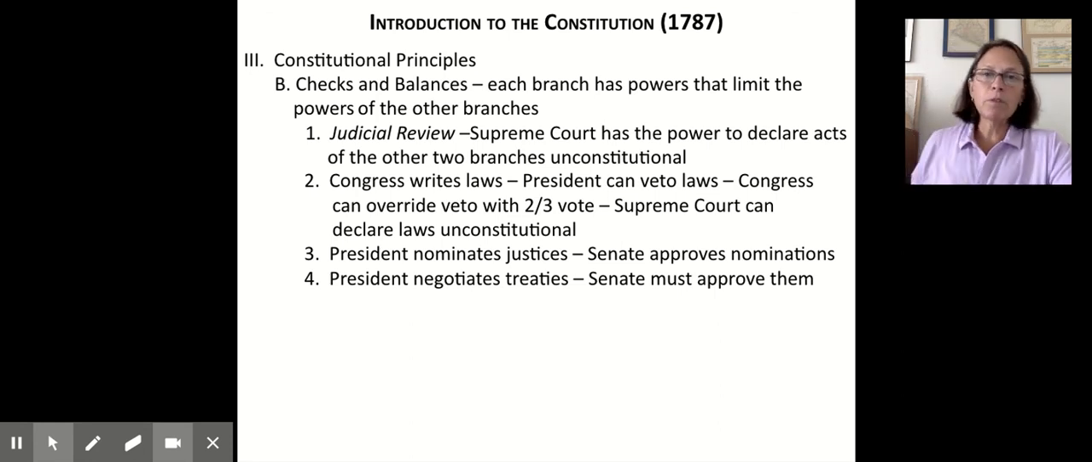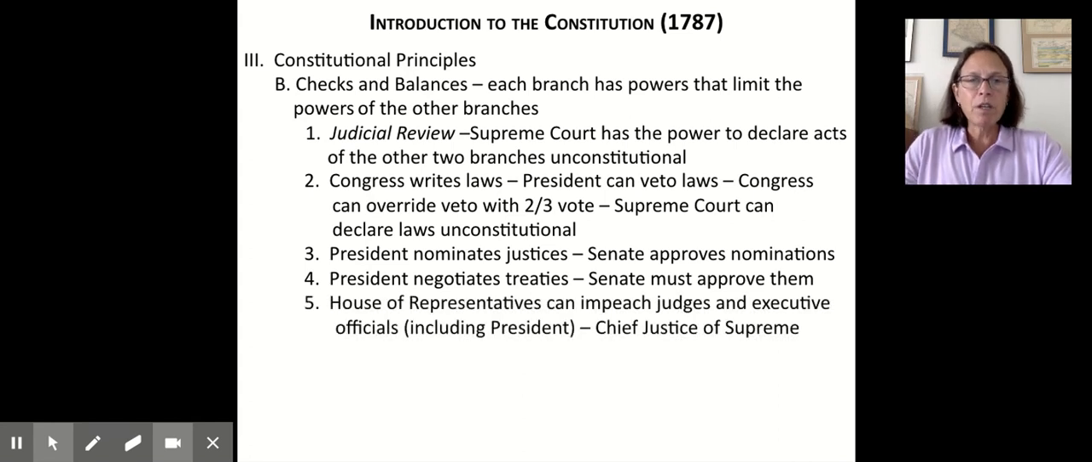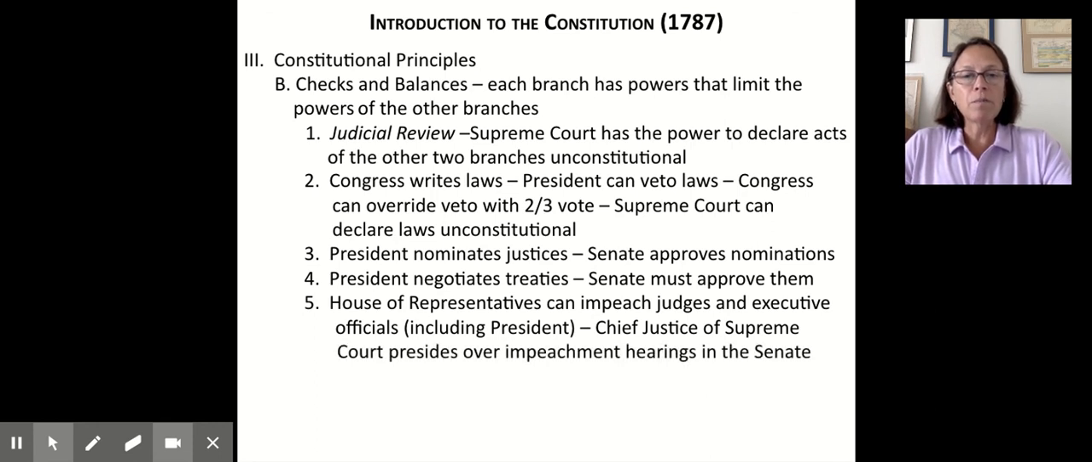Our final example of checks and balances actually just happened this past year. The House of Representatives can impeach judges and executive officials, including the president, and the Chief Justice of the Supreme Court would be the judge. So he would preside over the impeachment hearings in the Senate. So the House can vote to charge somebody with a crime. The Chief Justice would be the judge, and the trial would be held in the Senate, and they would also be the jury.